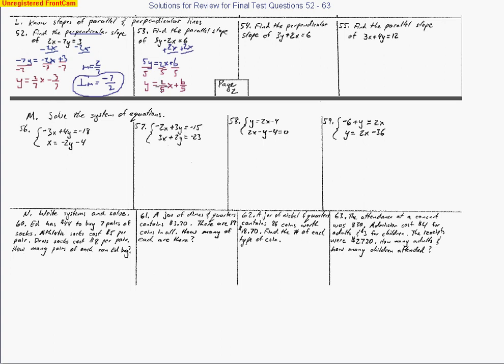This is our slope. And now we're looking for the parallel slope. So parallel slope, here's my symbol for parallel, two lines going in the same direction. M stands for slope, and it is exactly the same. So parallel lines have the same slope. So you don't change the slope at all, you just leave it the same.